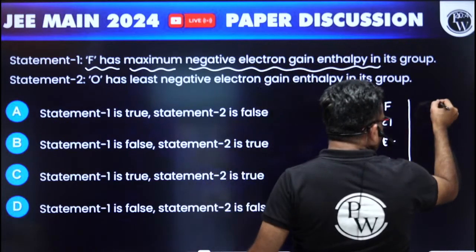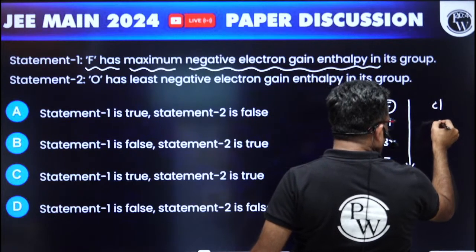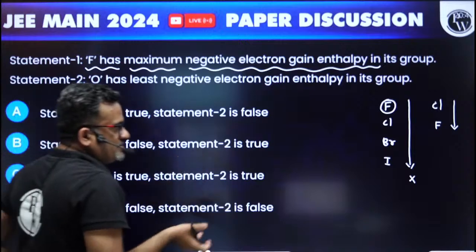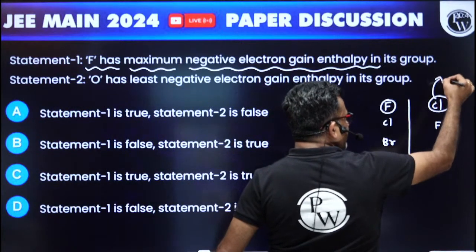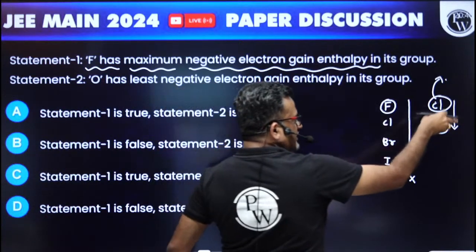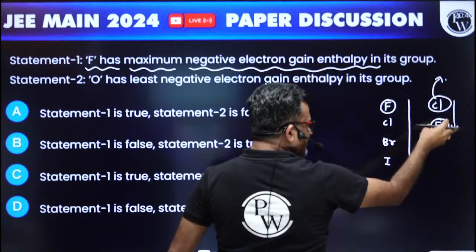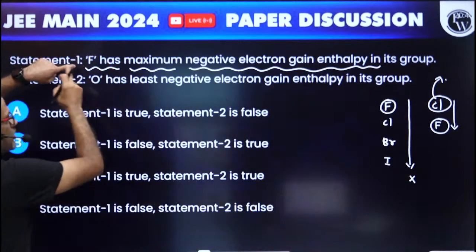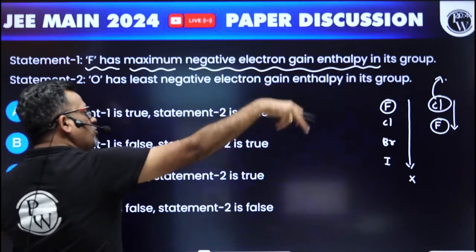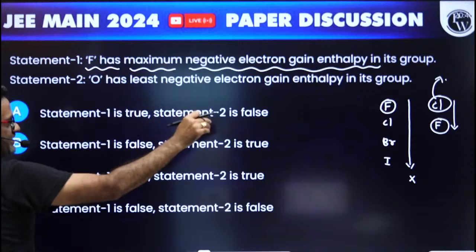But what happens? Due to its small size, fluorine has less electron gain enthalpy than chlorine. Chlorine will release more energy by the gain of an electron than fluorine. Therefore, the amount of energy released by fluorine by the gain of an electron is less. So fluorine is not having maximum negative electron gain enthalpy. It is chlorine which has more electron gain enthalpy, not fluorine. The reason being, fluorine is smaller in size and it will be repelling the added electrons.